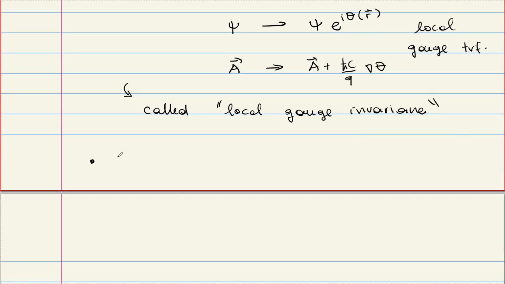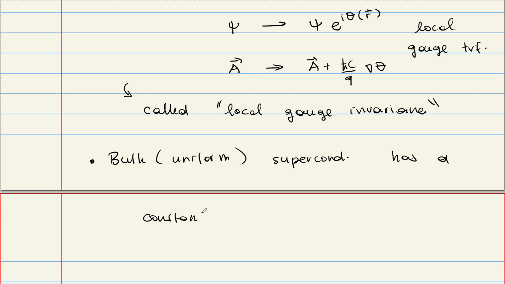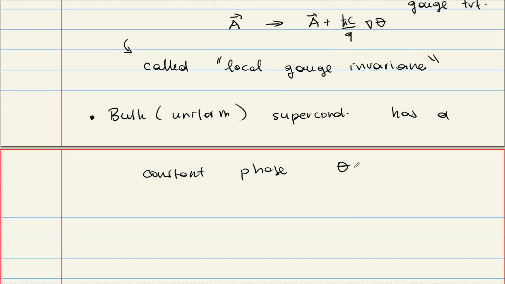So, in bulk, bulk means uniform, without boundaries or any gradients. And a superconductor has a constant phase, like this theta of R is constant for all R.